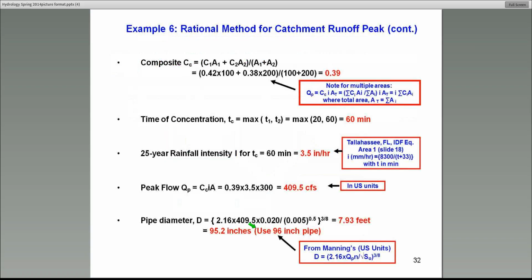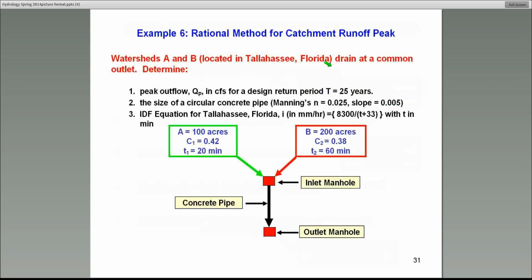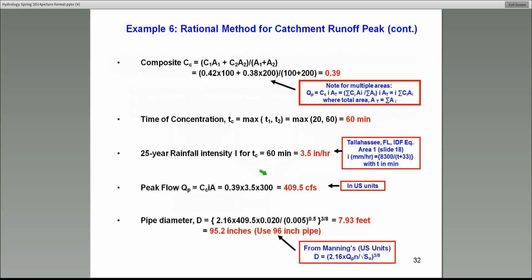So let's see how to solve this problem. First, there are two areas draining to the upstream manhole. We're going to determine what is called a composite C first. And that is C1A1 plus C2A2 divided by total area will give you a composite C value. That is essentially the way you determine the average C value for these two areas A and B that are draining to this manhole point right here. If there are three areas, then use all the three areas. I've given you in this insert the formula to use, but in general what we're doing is doing a weighted average of the runoff coefficient based on the areas.